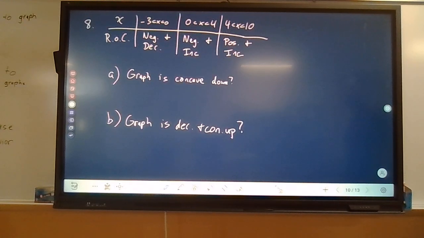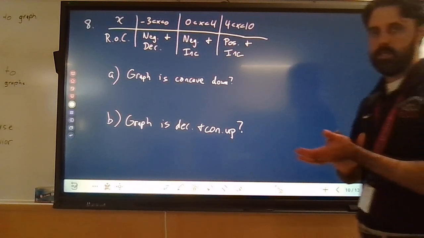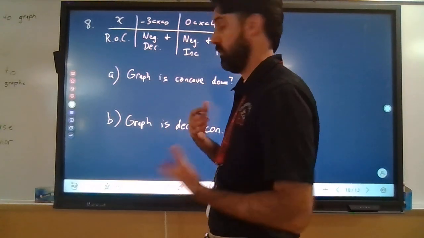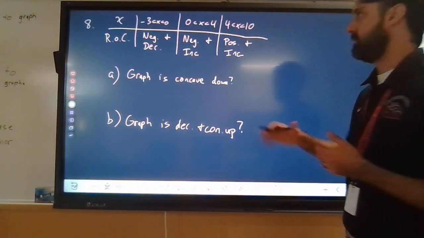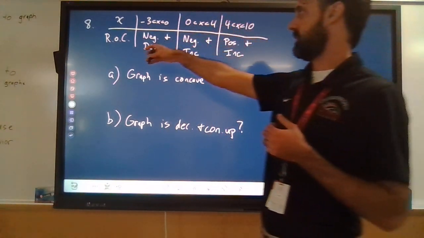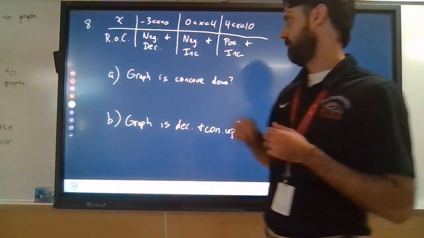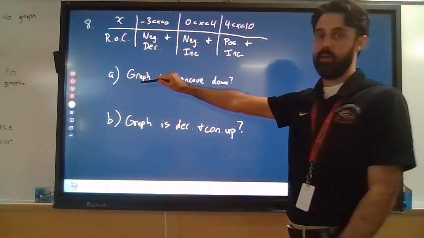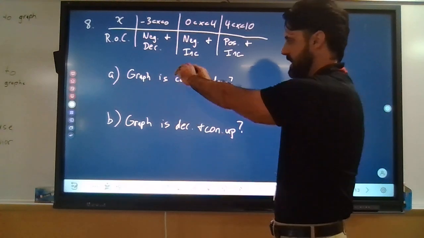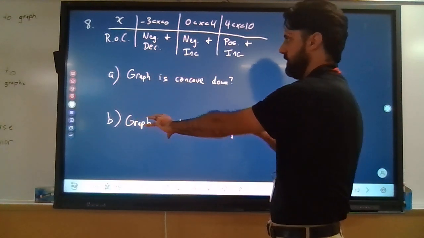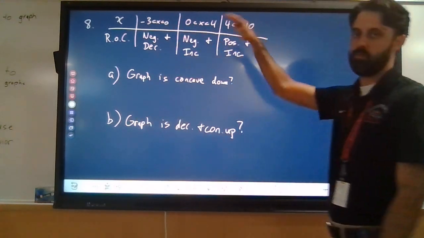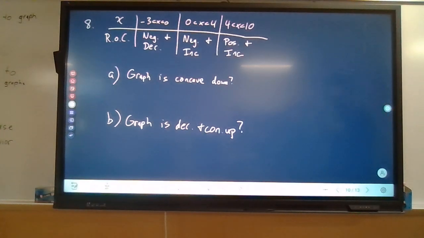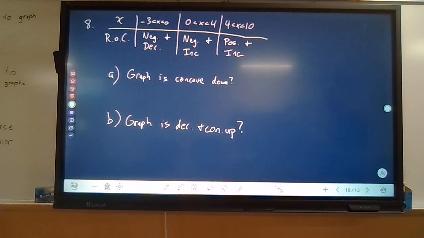All right, number 8 is really just having some of our vocabulary memorized. We've got a table here that's discussing the rate of change of a function. But our questions don't talk about the rate of change. They talk about the actual graph. And so what I want to do is just change these questions so that they're referring more to the graph up here. All right, so question A, when is the graph concave down?